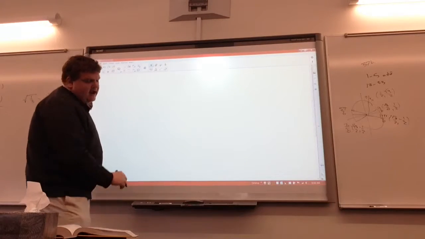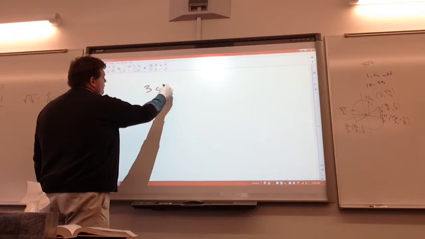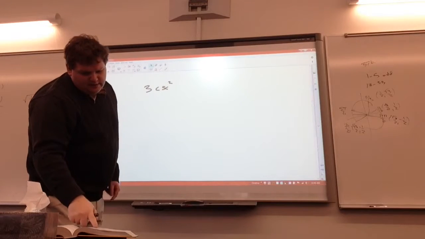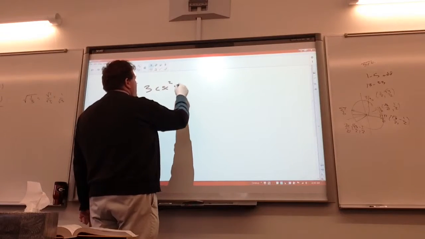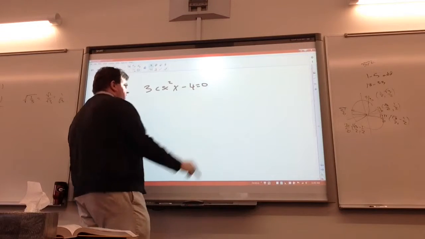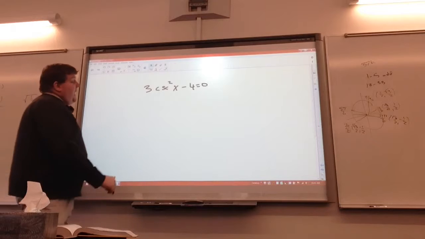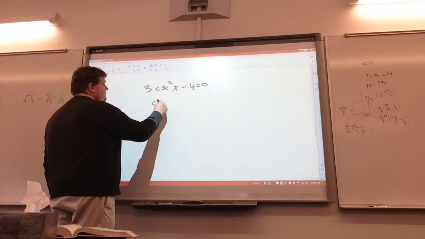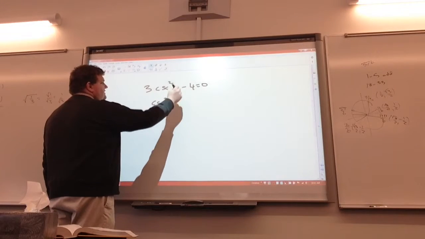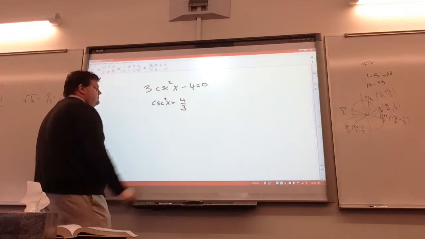Okay, so 29, we've got 3 cosecant squared of x minus 4 is equal to 0. Now, if I go through, I can get this cosecant by itself. That's generally what you want to do when solving these things, is get the trig function by itself. So let's go ahead and do that. That would give me cosecant squared of x is equal to 4/3, correct?